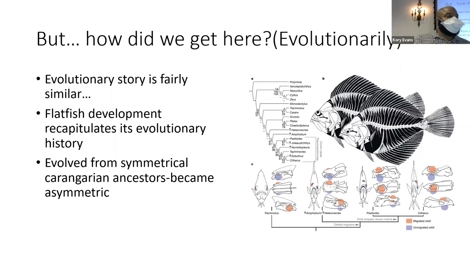What's perhaps more interesting is the evolutionary history of flatfish. Similar to their development, flatfishes evolved from symmetrical ancestors and then gradually migrated their eyes to one side of their bodies, which we have fossilized. So, flatfishes are that very case of recapitulation where their ontogeny does, in fact, mirror their evolutionary history.